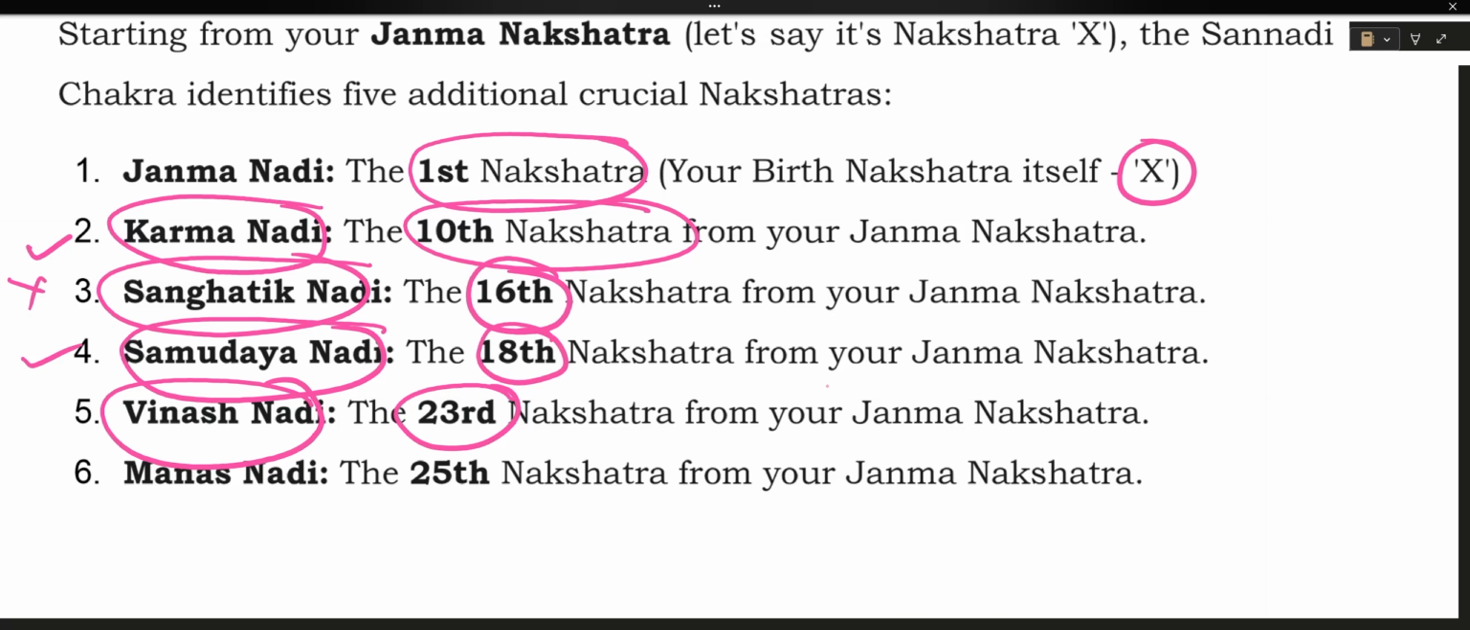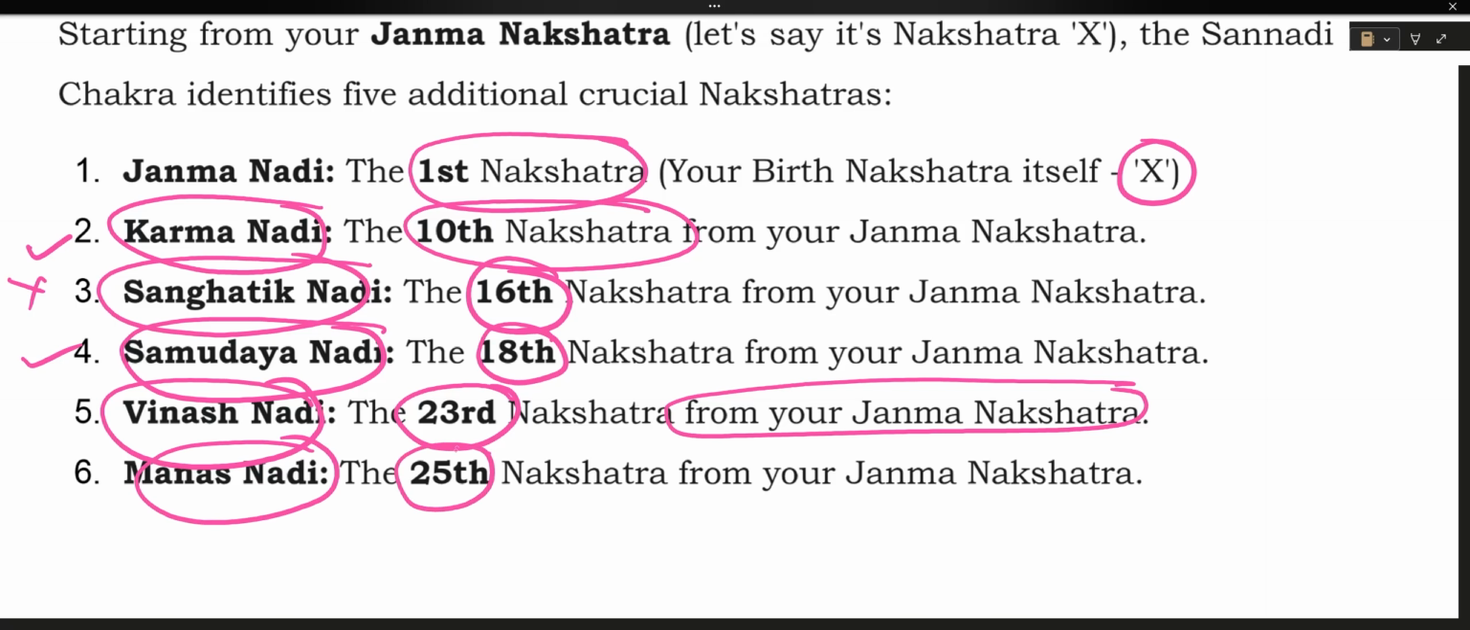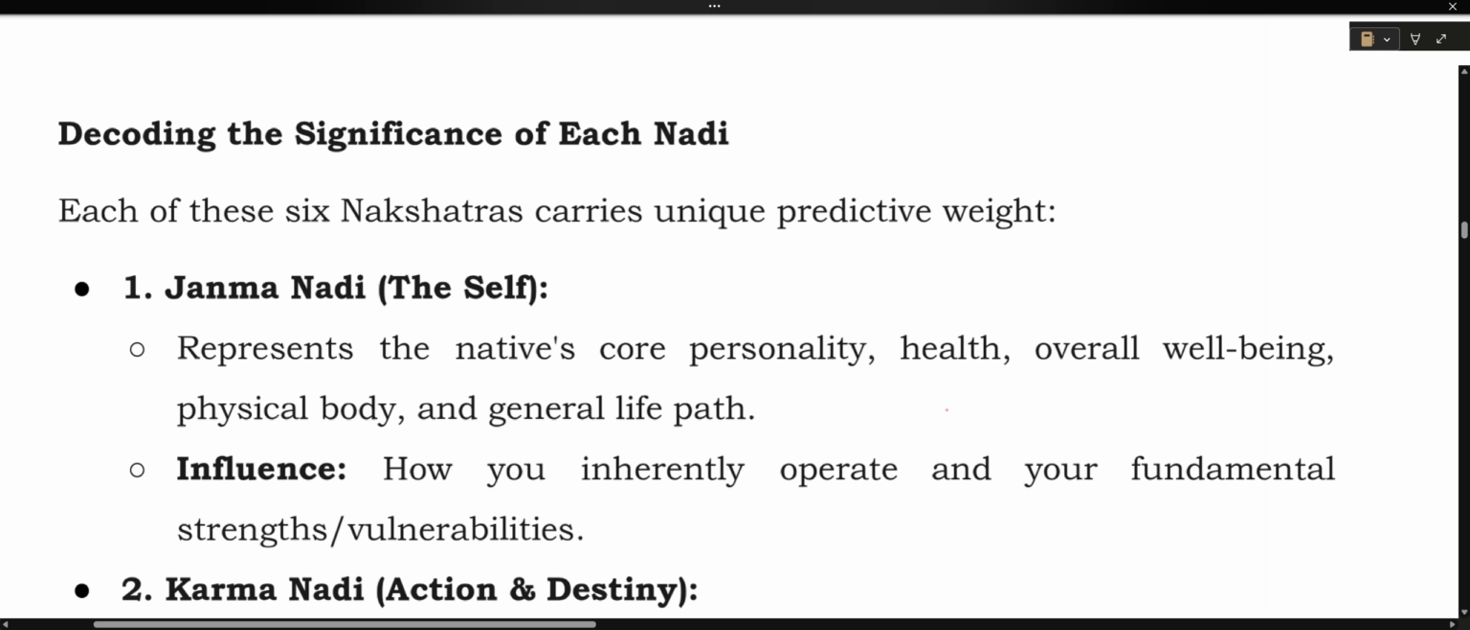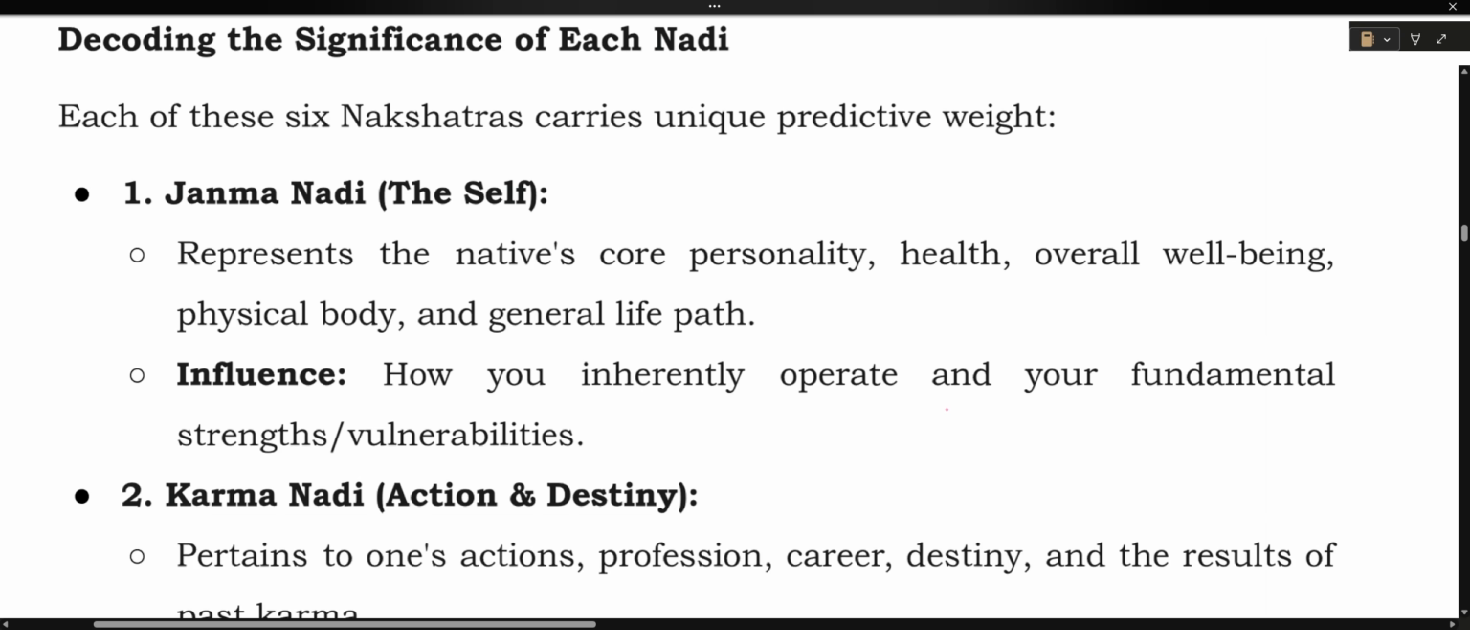So from your Janma Nakshatra, I am always repeating, you have to count in the same sequence, that is the series of the Nakshatra that come one by one, in the 360-degree circle. Then we have the Manas Nari. Which one will be the Manas Nari? That will be the 25th Nakshatra from your Janma Nakshatra. So always keep in mind that you have to first find out the Janma Nakshatra, and from that only we will find out the different Nakshatra.